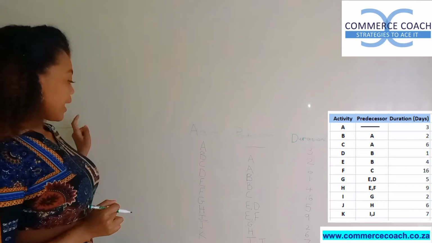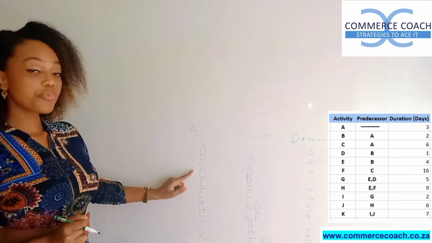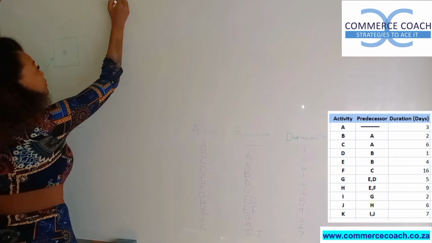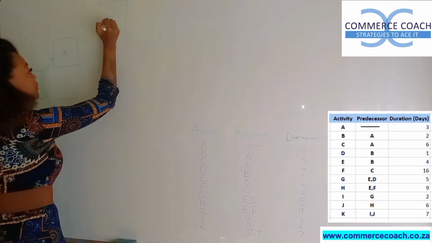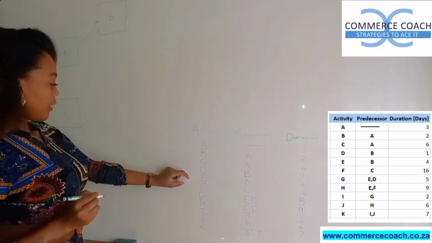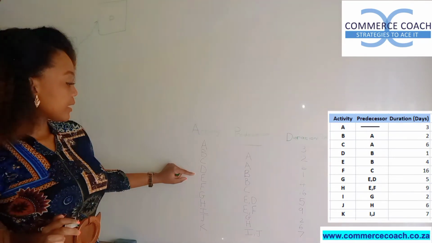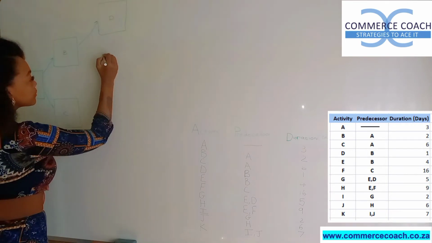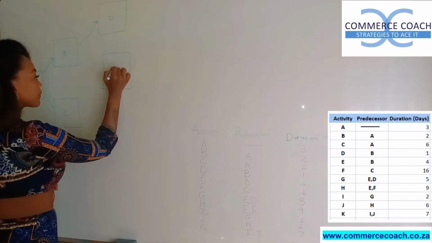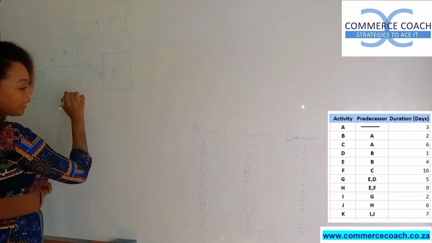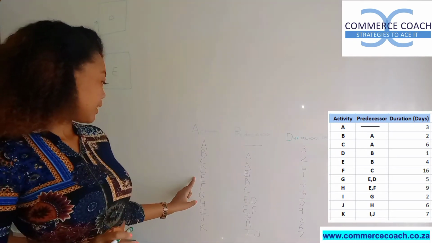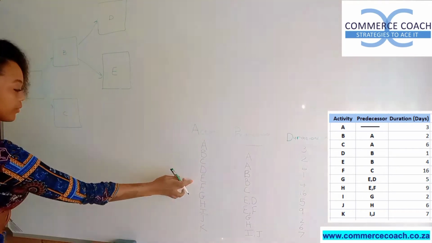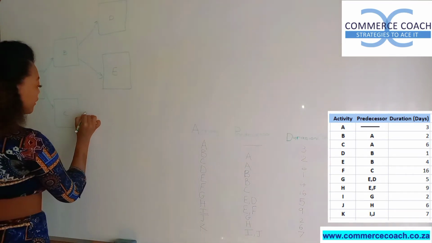Now that we are done with activity B and C, we can move to D. And as you can see, the predecessor for D is B. So we will draw D over here. We can now move to activity E, and the predecessor is also B. So we'll draw E over here. Now, since we are done with activity E, we can move to F, and the predecessor for F is activity C, and we are already done with activity C, so let's get started with F. We'll draw F over here.